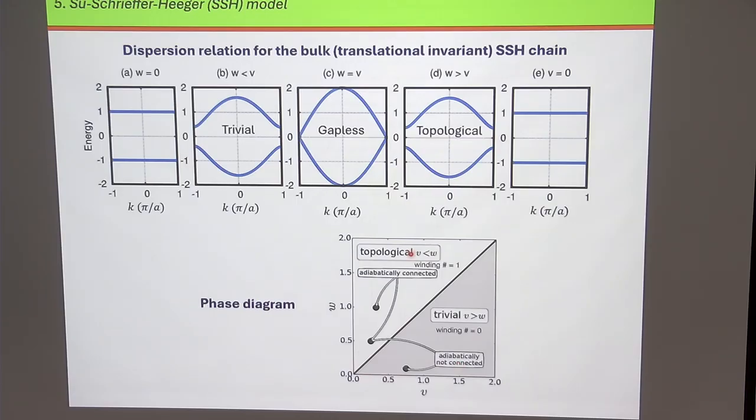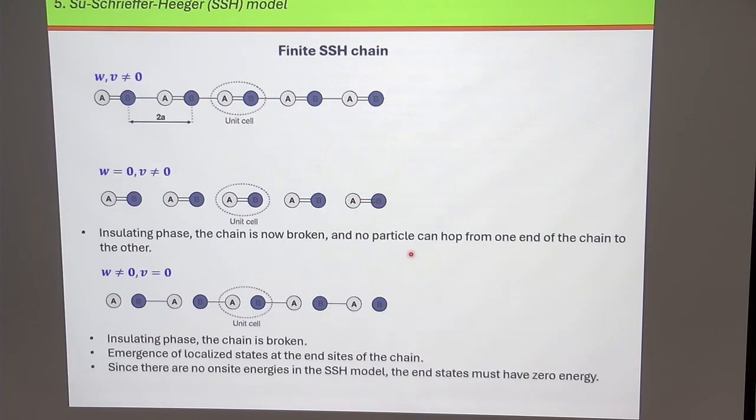Now, what happens if I go back to the real chain? So not the one that I made infinite, but the one that is finite. Now I will see the differences in the spectrum, okay? But we can figure out what we expect to see just from the model. So let's go to these very extreme cases. This is the original model. Let's say W is 0 and B is different from 0.